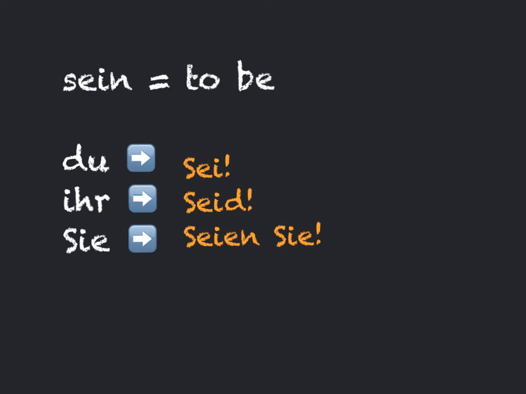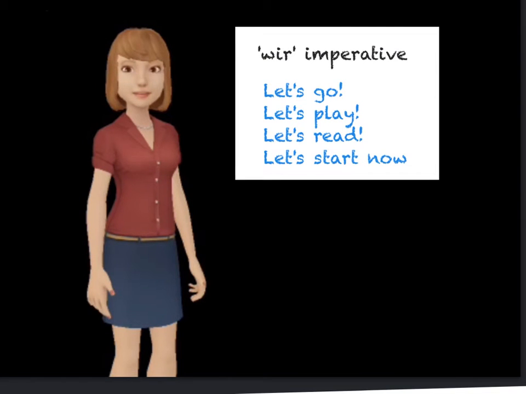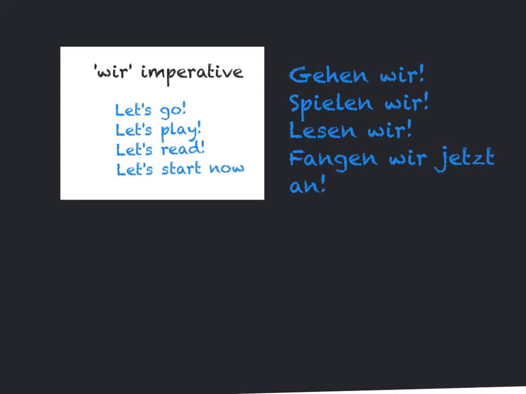Sein is a very, very special case. The du form is sei, the ihr form is seid, and the Sie form is seien Sie. So be quiet, sei leiser. Be good, sei brav. There is also a wir form of the imperative, which equates to let's do something rather than just being an order. For example, let's go, let's play, let's read, let's start now. In German, they look like gehen wir, spielen wir, lesen wir, oder fangen wir jetzt an.